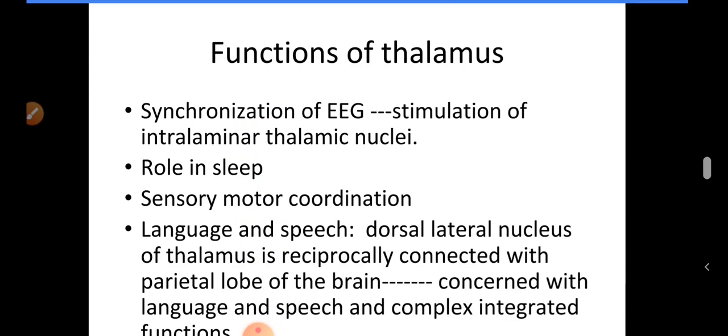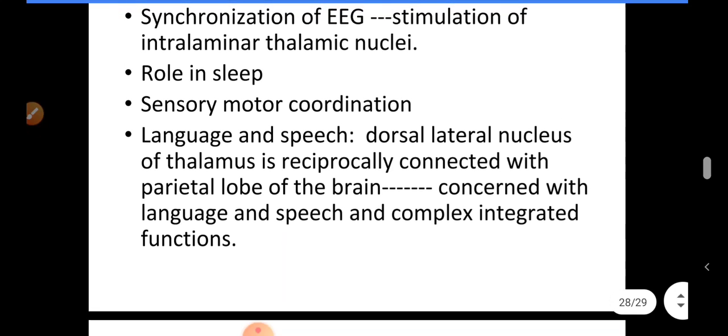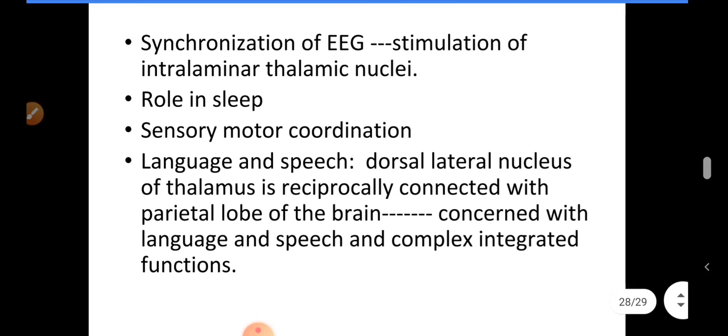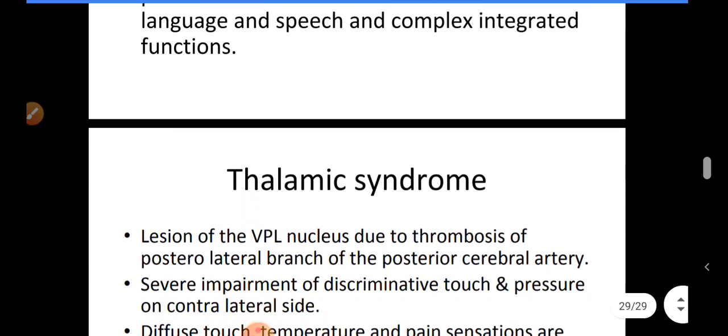So, there is synchronization of EEG; the role of the thalamus is there. It has a role in sleep, sensory-motor coordination that helps in muscle tone, language and speech. Mainly the dorsal lateral nucleus of the thalamus is reciprocally connected with the parietal lobe of the brain and is concerned with language, speech and complex integrated functions.